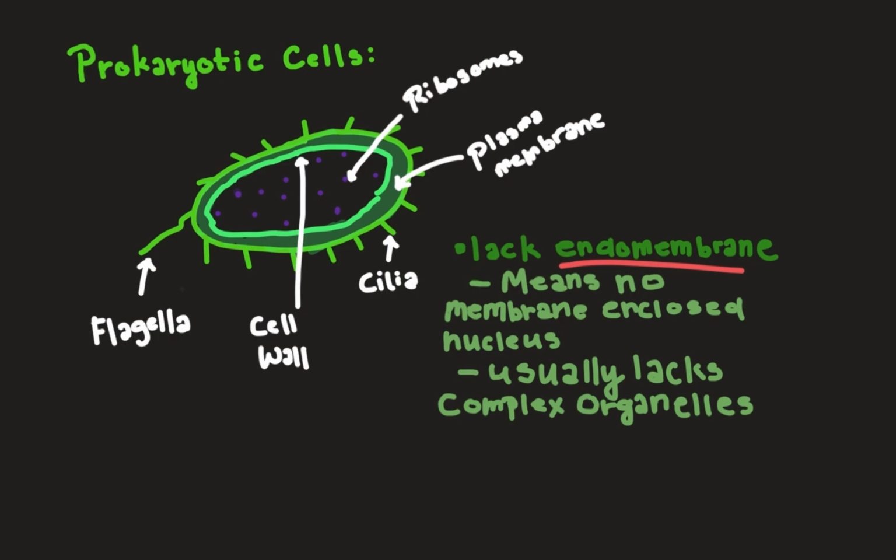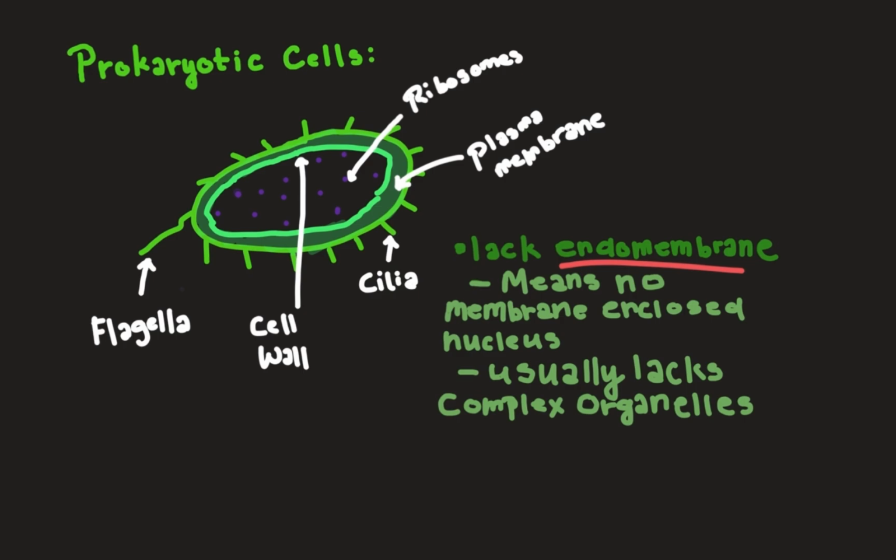Here I have depicted the prokaryotic cells, a very basic sketch. We have the cell wall, which is a rigid outer structure of the cell, and it provides shape. Then we have the plasma membrane, which is inside the cell wall, as you can see here, and it contains the cytoplasm of the cell.